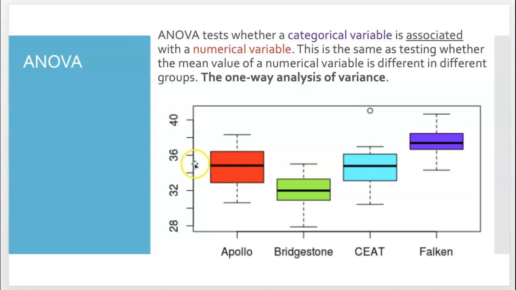Okay, so for example, this is, I think, the lifetime recorded. It's in thousands, for different types of tires. So here we're asking, is the lifetime of a tire, this numerical variable, associated with the type of tire? And that's a categorical variable.